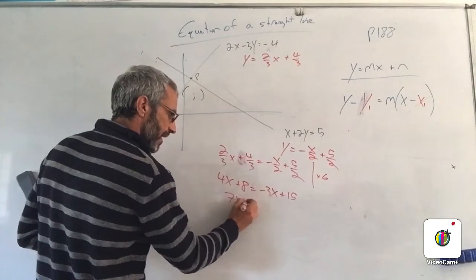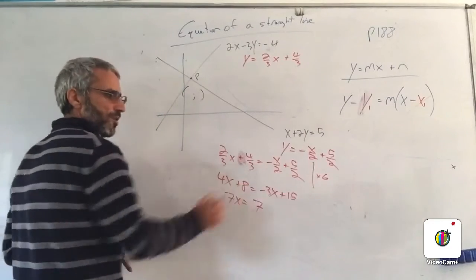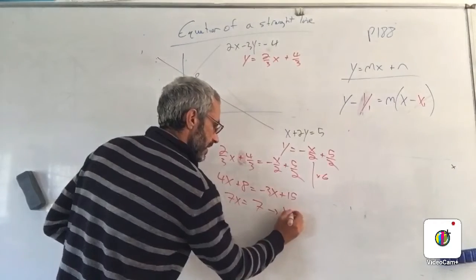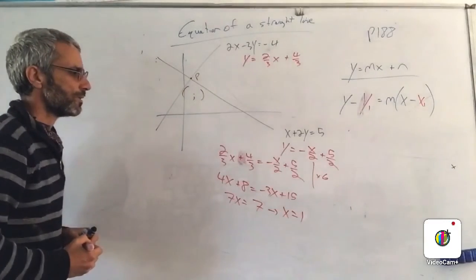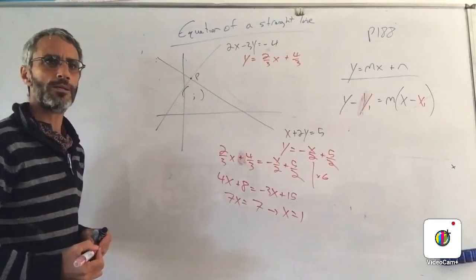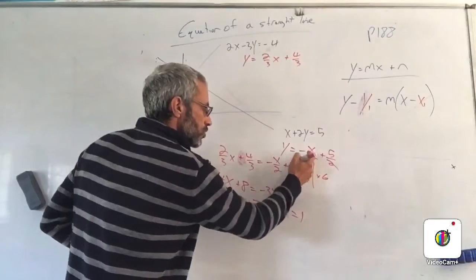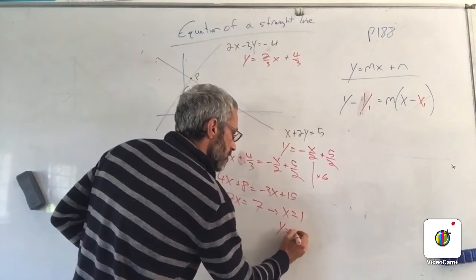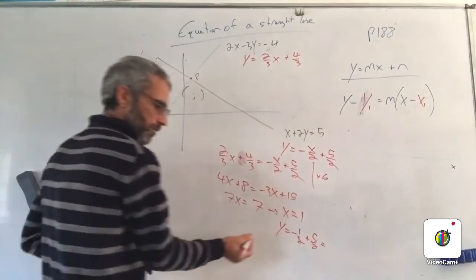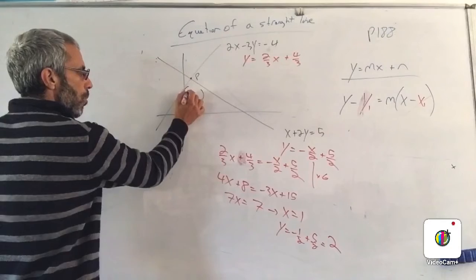I'm going to have 7x equal 7, I think. Move the 8 to the other side. That's quite easy. x equal 1. And then, how would I find y? Substitute which one? Doesn't matter. Let's choose this one. So y will be equal to minus half plus 5 halves. This is 4 halves. In other words, it's 2. So the point is going to be 1, 2.